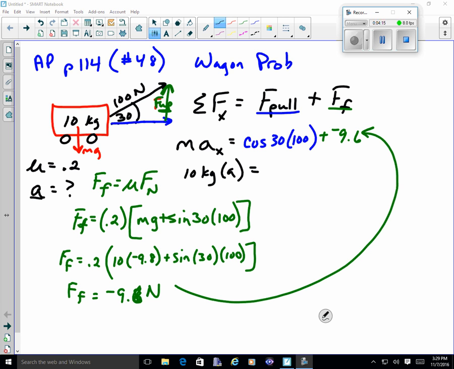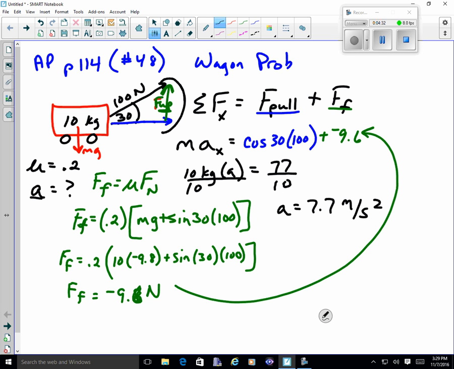I'm then going to divide both sides by 10 kilograms here. And so my acceleration of this wagon would end up being 7.7 meters per second squared. So not a too awful bad problem, but you got to remember to subtract that force up from the normal force when you're calculating friction.